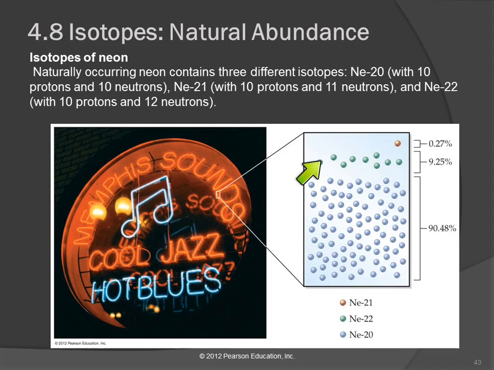So these green ones are the neon 22. 9.75% are that, and most of it is neon 20, a little over 90%. These are called the natural abundances. And so each element has its own distinctive percentage distribution of those.